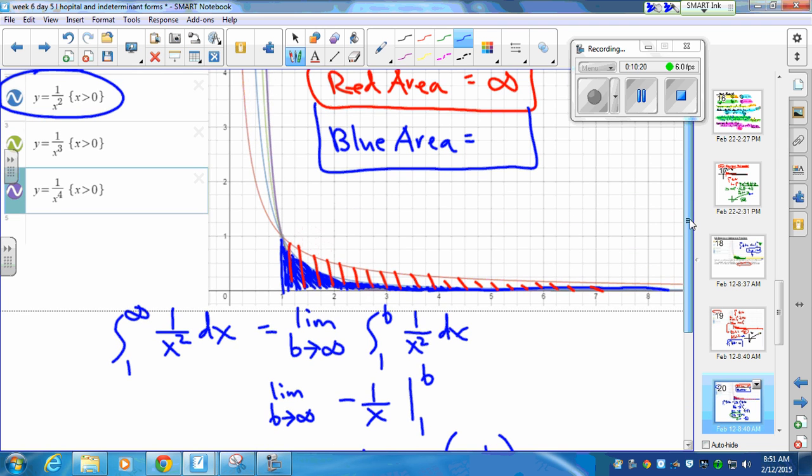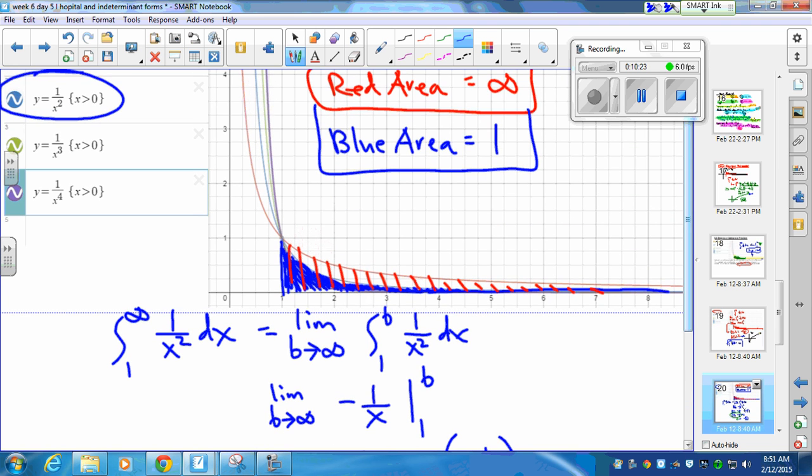And now my blue area is 1. This is where your brain starts to go, I don't like this. Or your brain's like, whoa.